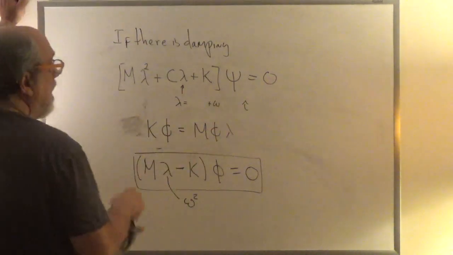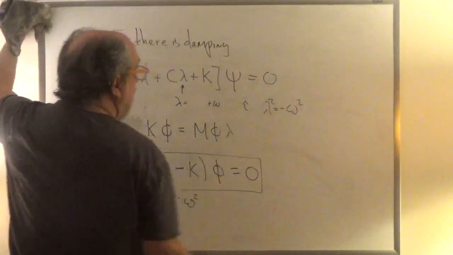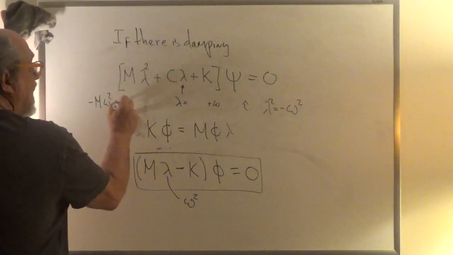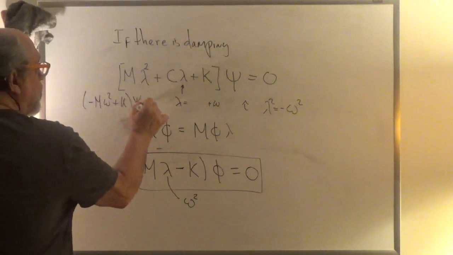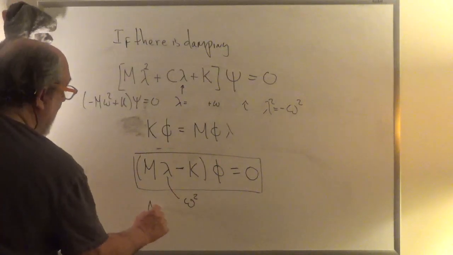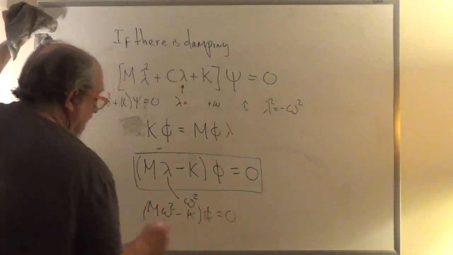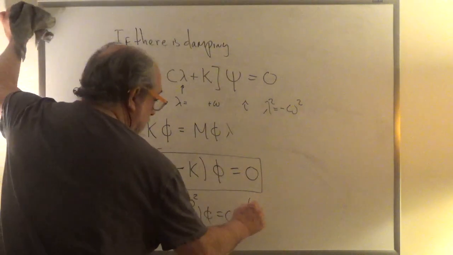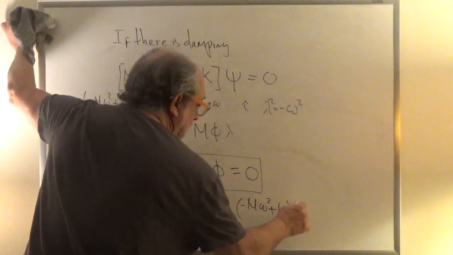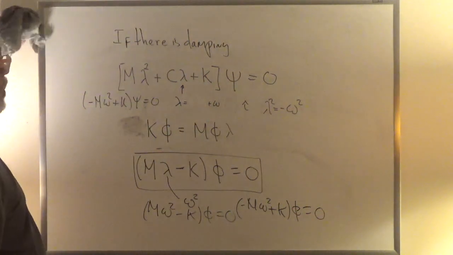Lambda is omega I. So what would be lambda squared? Lambda squared would be minus omega squared, right? So if you put it here, you would get minus m times omega squared plus k times phi equal to 0. And you can see that's the same thing as we have here, because this is m times omega squared minus k times phi equal to 0. And since I can just multiply by minus 1, that's the same as saying minus m omega squared plus k times phi is equal to 0, right? Which is the same as we have right here. All right.